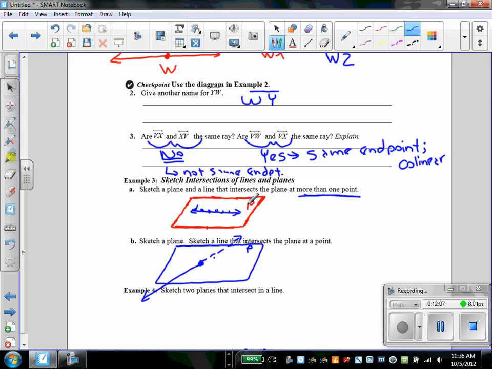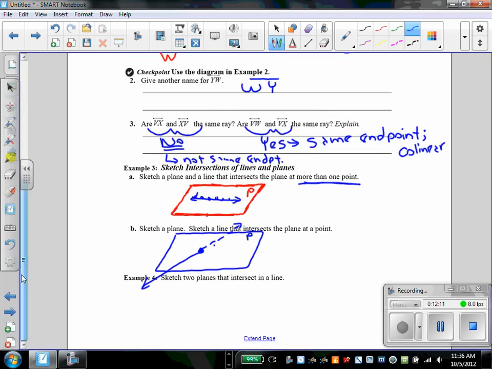The last example, sketch two planes that intersect at one line. That is much harder for me, and I'm just going to let you know that there's a diagram in the book that's lovely, but I'm going to try very hard, and you can make fun of my diagram all you want. That's fine. I'm okay with that.